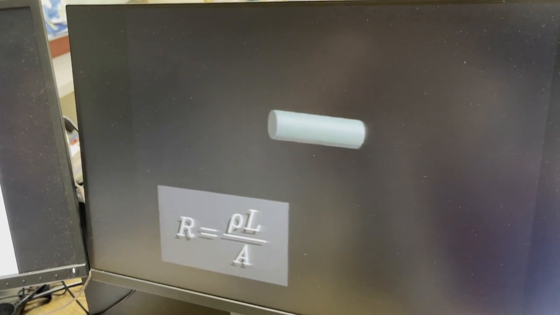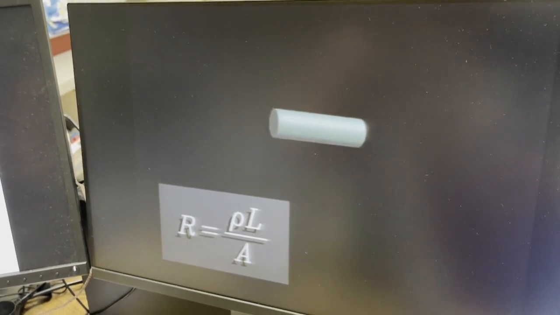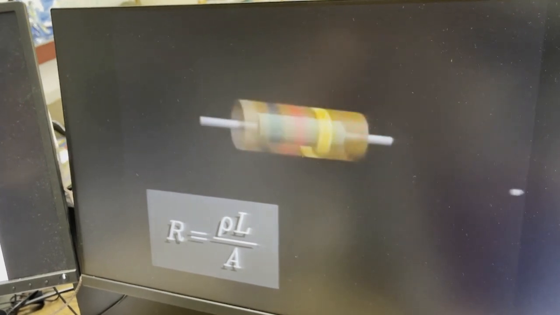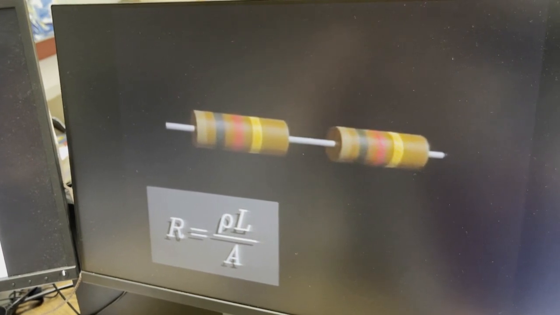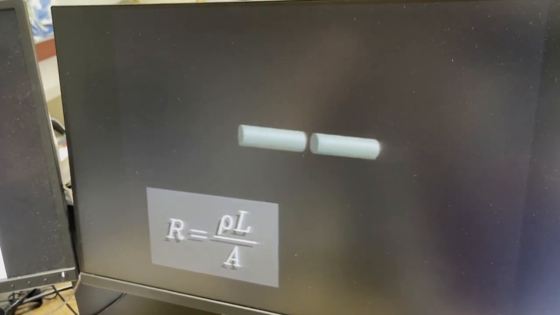This tendency to resist is something all materials have, but to varying degrees. Adding resistors to a circuit, one after another, has the same effect as making one resistor longer.